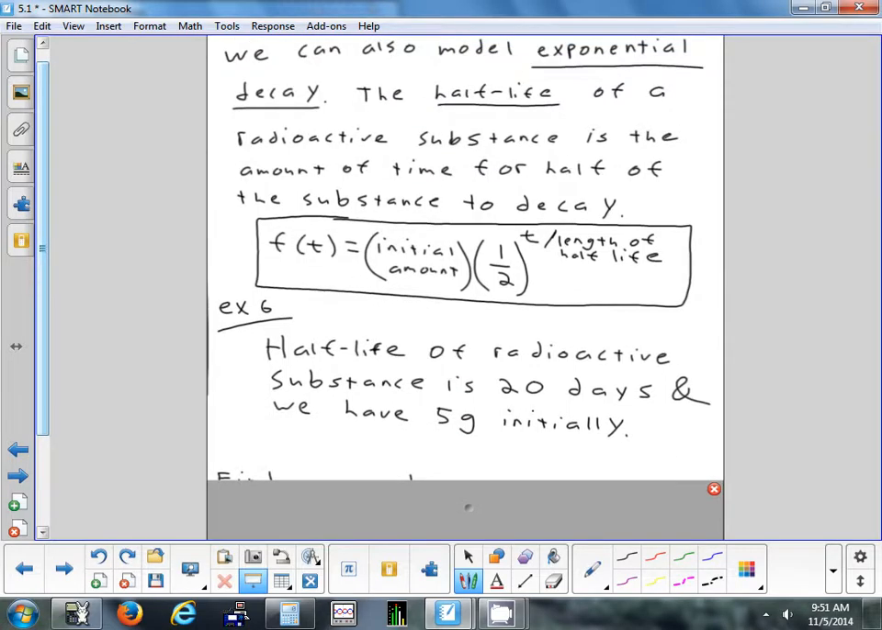Okay, so our last problem we'll look at, we've got a substance that has a half-life of 20 days, and we're starting out with 5 grams. Now 20 days is a pretty quick half-life. Some radioactive substances have half-lives of thousands of years, which is the problem. If it's going to take something thousands of years to start to break down and not be harmful, that's a very long time.